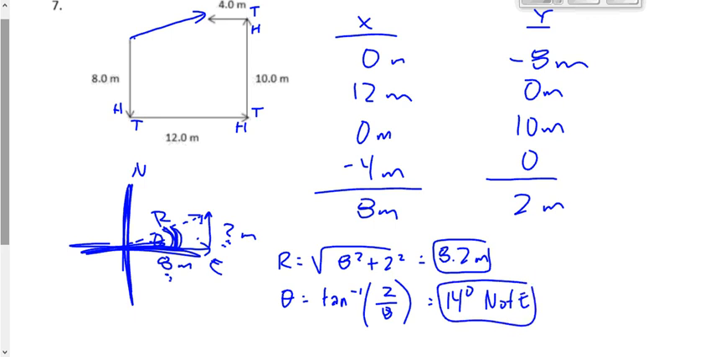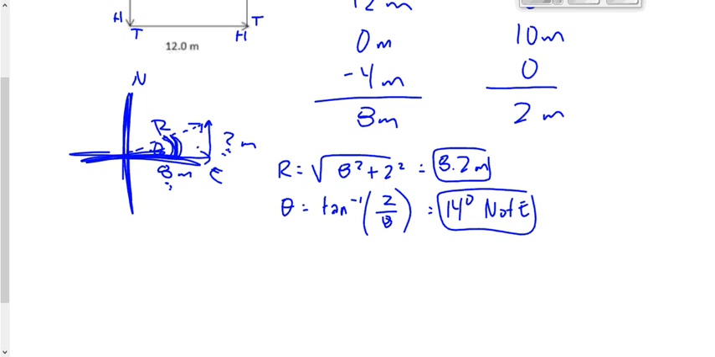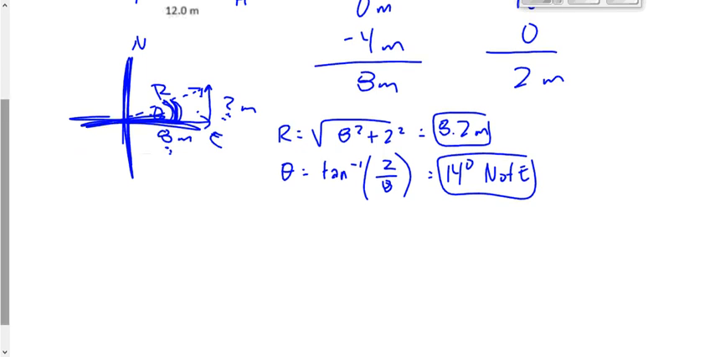Now, we showed you this the other day, but I'm going to show you again now that you're a little bit more comfortable with this. I could have, instead of drawing it 8 then 2, I could have drawn it 2 then 8. That's drawn head to tail still, right? Like if I said add 1 plus 2, if we were adding scalars, you'd say you get 3, right? If I said add 2 plus 1, you'd say, well, it's 3. Doesn't matter what order we add them in. Doesn't matter what order we add these in either. 8 plus 2 is 8.2 at 14 degrees north of east. 2 plus 8 should give me the same answer.